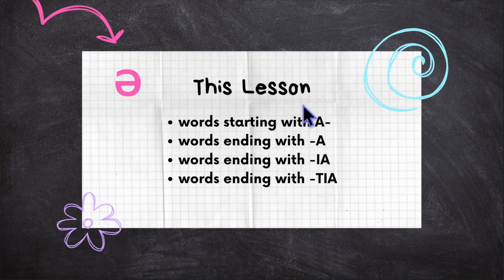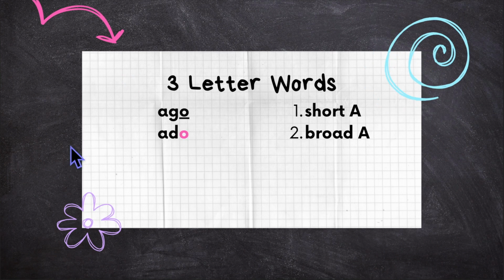In today's lesson, we're going to learn about words that start or end with the letter A that schwa, and words that end in IA or TIA. Most 3 and 4 letter words in English are not going to schwa when there is an A at the beginning. Instead, the first sound you should try is the short A sound of a. If you don't recognize the word, then try the broad A sound of ah.